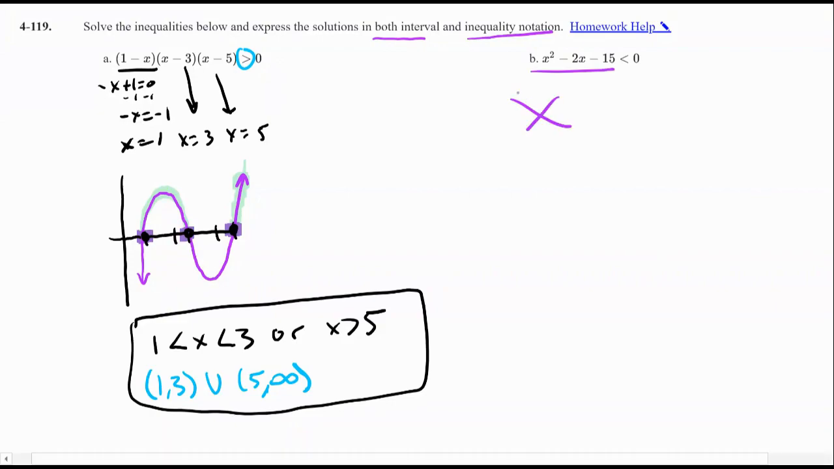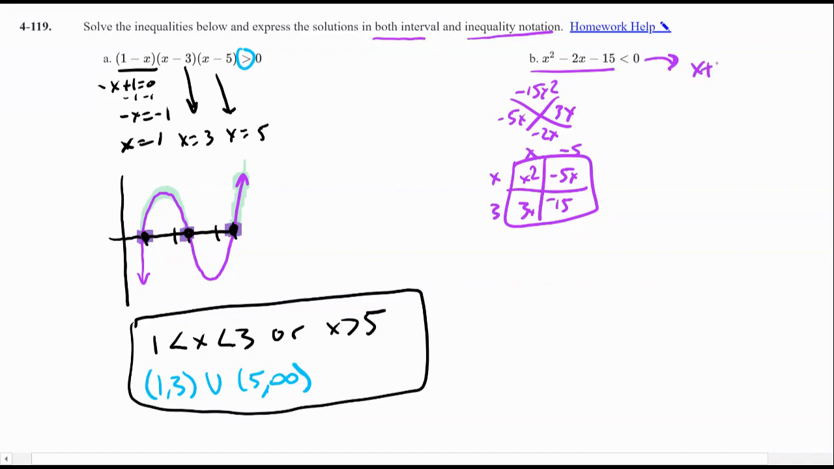Second one, same idea here. First thing I'm going to do is factor this, and again, a real sketch of the graph is going to help me. So negative 5x and 3x. Throw it in the box here: x squared, negative 15, negative 5x, 3x, 3. Okay, so now I'm turning all of this into x plus 3 times x minus 5.